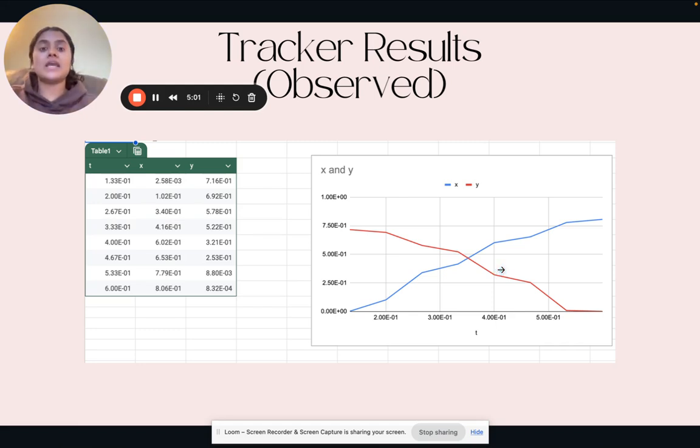And then my tracker results, which is my observed. Here's the time, and here's the x direction and the y direction. The x direction is obviously increasing because it's moving in the positive x direction, and then y is going in the negative y direction and is decreasing because the ball is falling from a height downwards towards the ground.